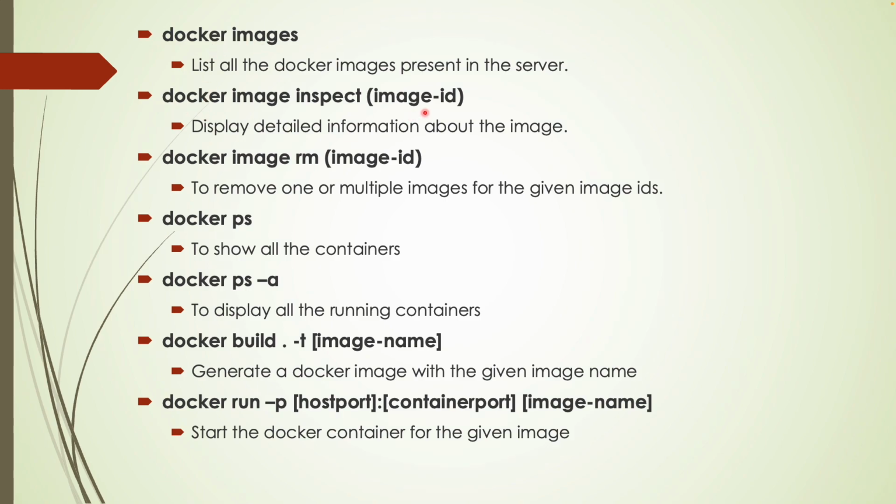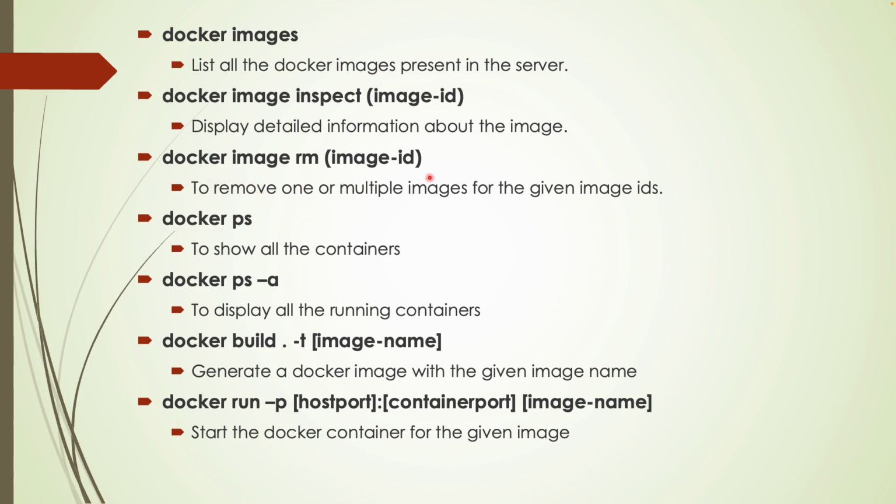So the next command is docker image inspect image ID. Suppose I have a Docker image with ID 94435 and I want to know all the details about that image, like how it was created, how long it has been present, and various other details. Then I'll give the command docker image inspect image ID. That image ID will be 94452 or whatever it is.